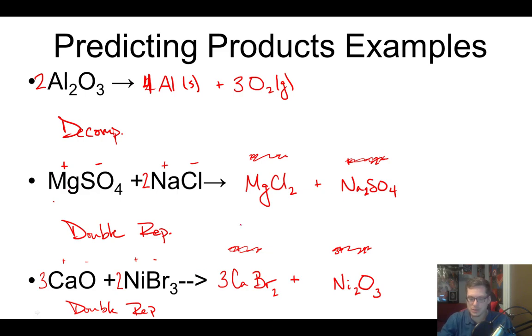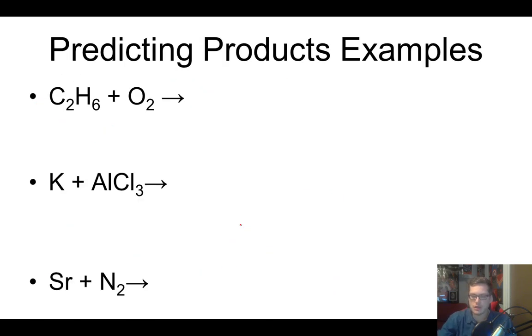All right, so there's our balanced chemical equation with the predicted products. All right, a couple more. So here's C2H6, ethane, mixing with oxygen. You should see right away that we've got a hydrocarbon. Remember, a hydrocarbon is anytime you've got hydrogen and carbon combined. So this is our hydrocarbon.